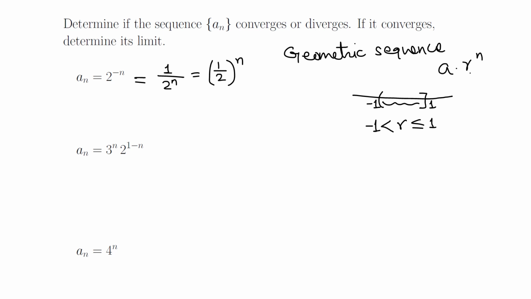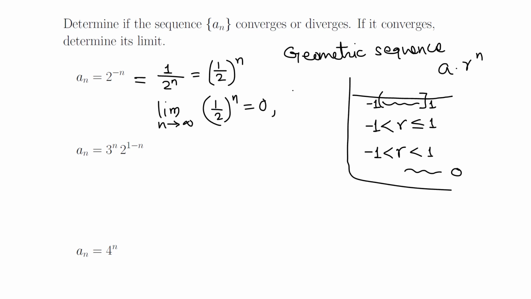When r is 1, it will always be the same term, like a, so the sequence converges to a. In other cases, if r is in between -1 and 1, the sequence converges to 0. The limit will be 0. In this case, the limit as n goes to infinity of (1/2) raised to n will be 0. So the sequence converges to 0. So we can write: the sequence converges to 0.